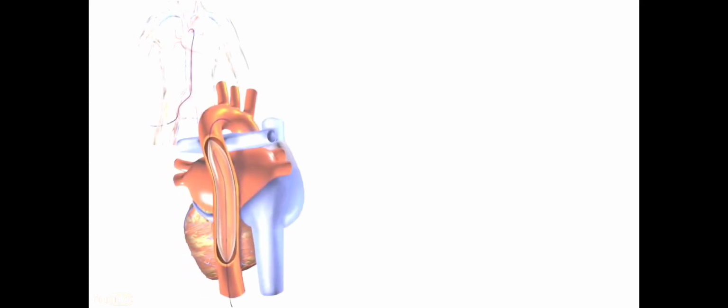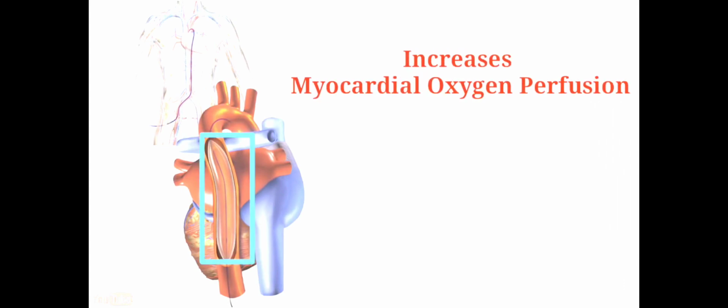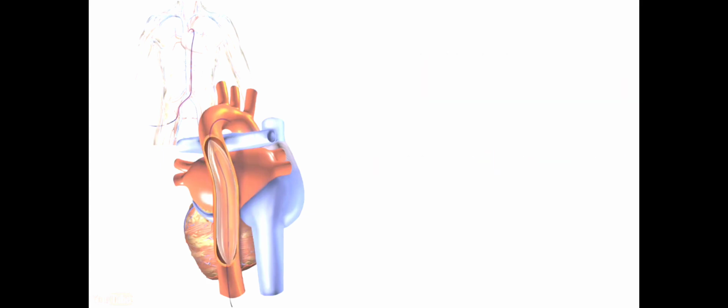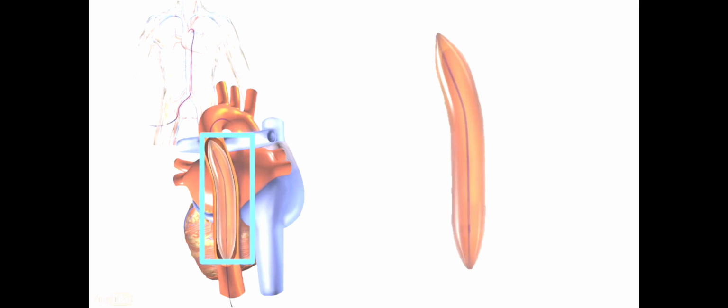The intra-aortic balloon pump (IABP) is a mechanical device that increases myocardial oxygen perfusion and indirectly increases cardiac output through afterload reduction. It consists of a cylindrical polythene balloon that sits in the aorta, approximately 2 cm from the left subclavian artery. It helps your heart pump more blood.